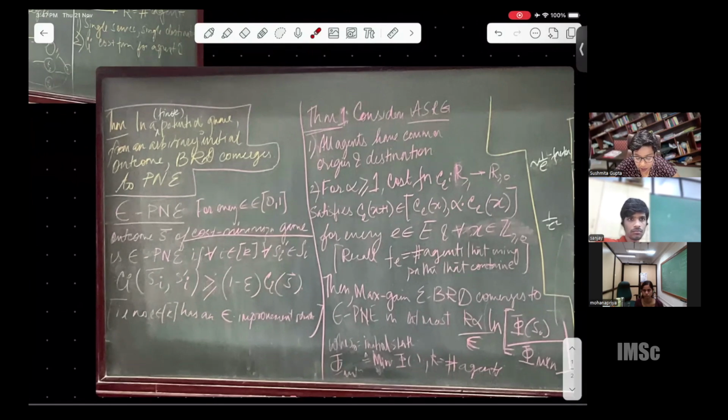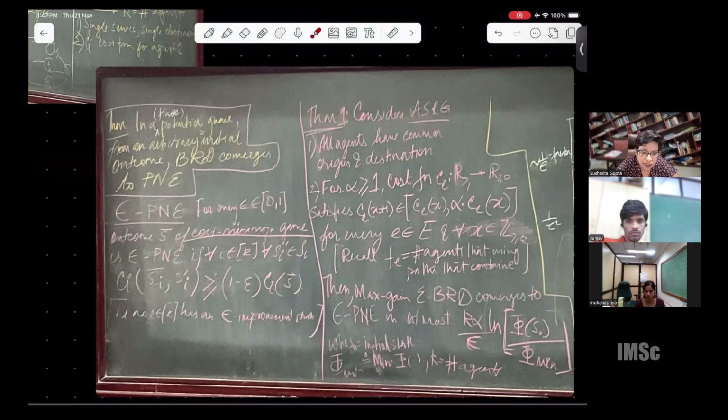So I've already said it is common origin and common destination; they have one single origin and one common destination. The additional thing that we have is that the cost function has this jump condition. So for any alpha greater than 1, the cost function for every edge, CE, is a positive real valued function that satisfies a property: the value of CE of x plus 1 ranges between the value of CE of x and alpha times CE of x.